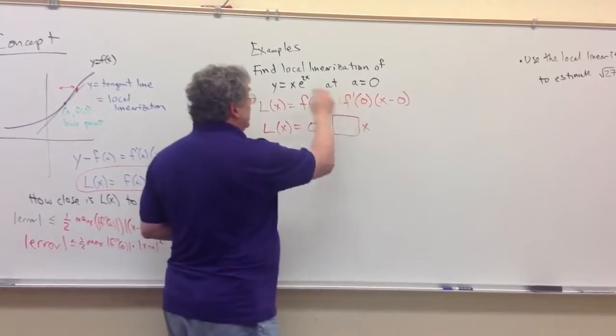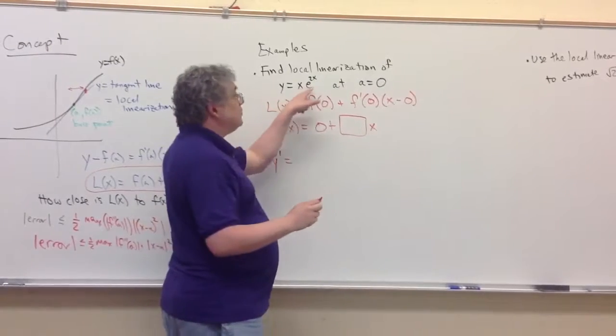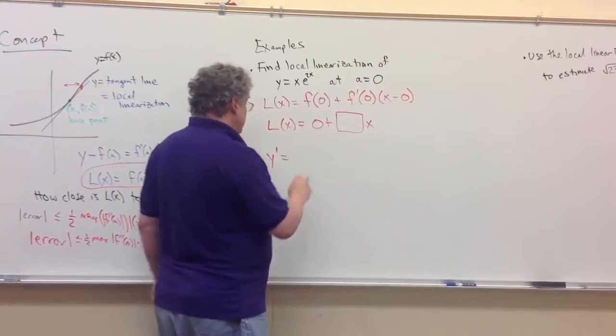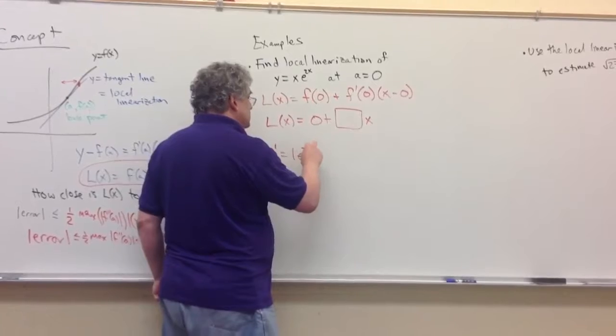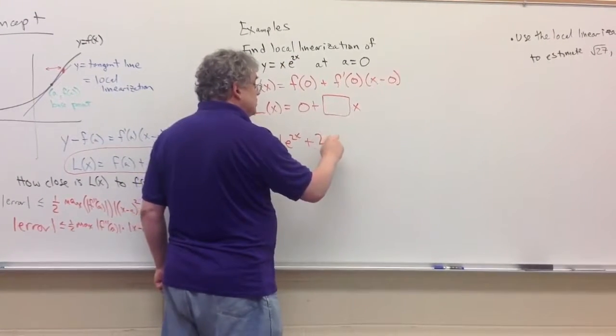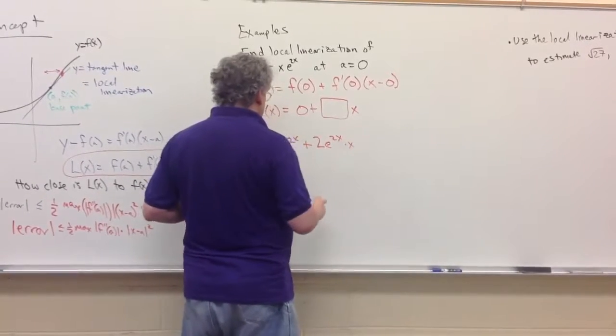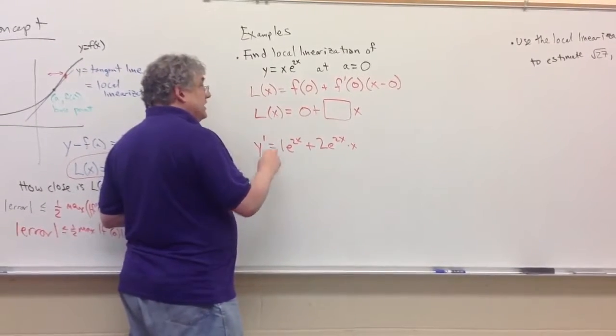So that's going to be my linearization of the function. Now, to find that, I just need to take the derivative. What is the derivative? This is a product, so the derivative is a product rule. 1 e to the 2x plus now the derivative of e to the 2x. We've learned this. It's 2 e to the 2x. That's the chain rule, times x. But what I really want is at 0.